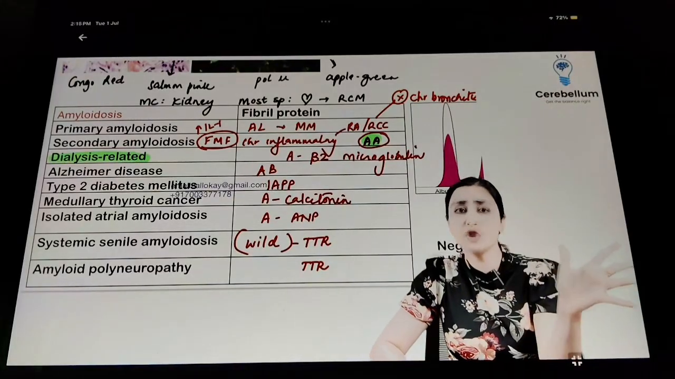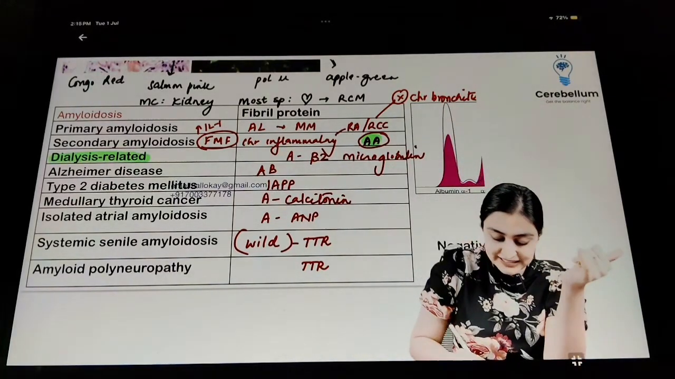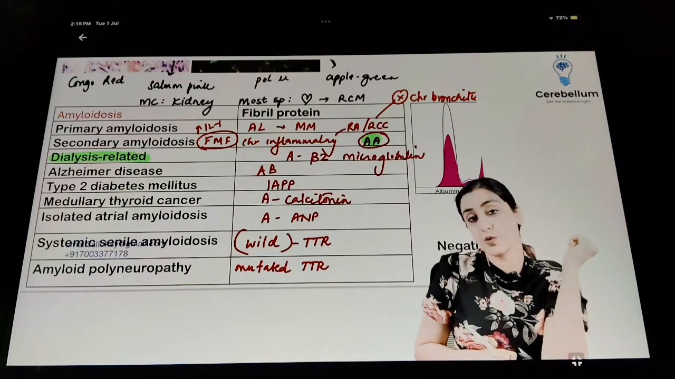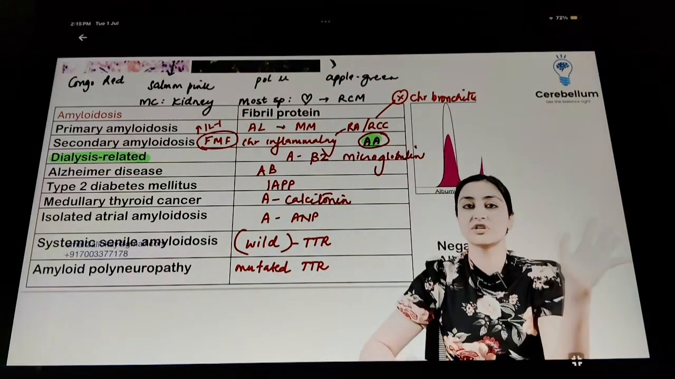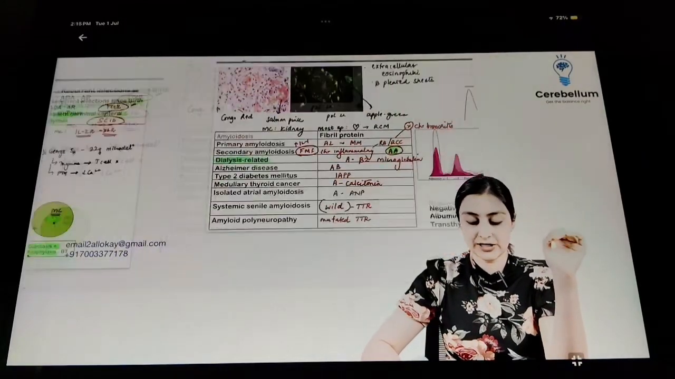Wild means non-mutated. Any non-mutated form is called wild. But if the transthyretin is mutated, that is what is going to present as polyneuropathy. So this is what we have to remember about all of the fibrillary proteins. Simple, straightforward questions. Don't get this wrong. Very well scoring. Okay, so this is about amyloid.